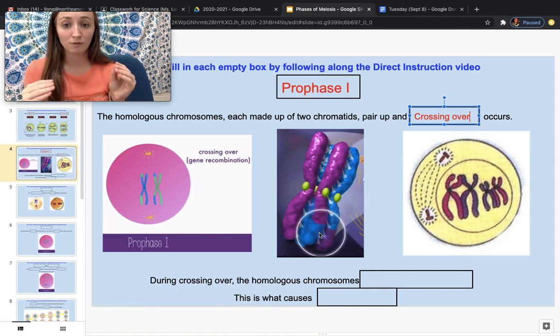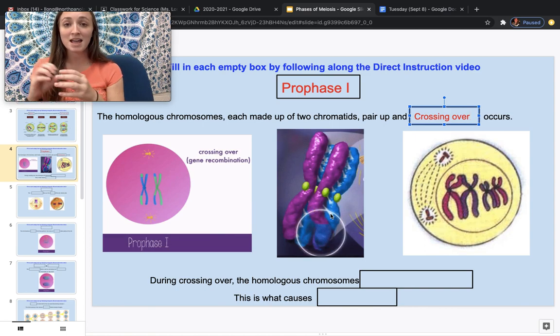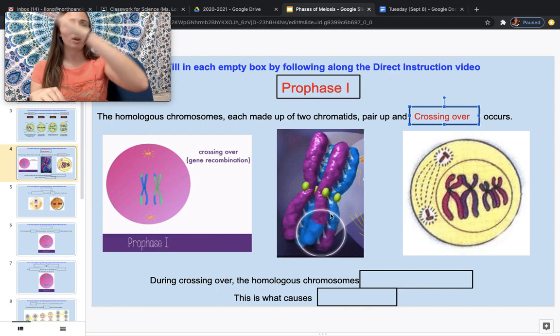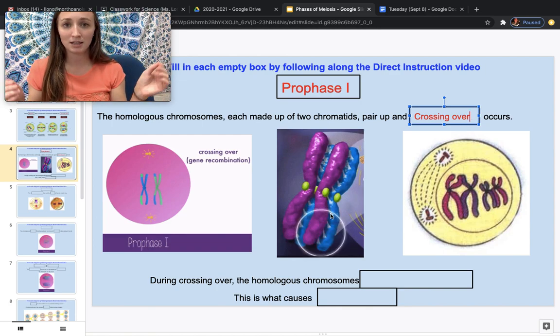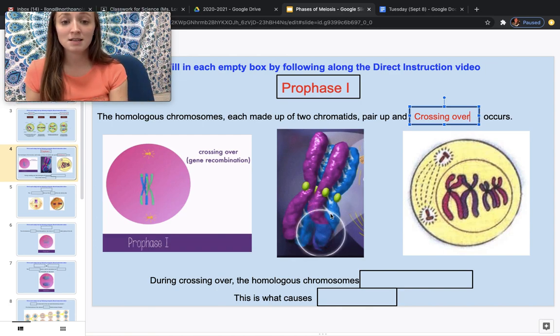This crossing over makes a recombination, which just means a new combination of genes, and that's why each new cell, after this whole process is over, is going to be genetically different. Because these chromosomes swap genes, that is why your sex cells are genetically different. They have different genes. So this is what happens during prophase 1.